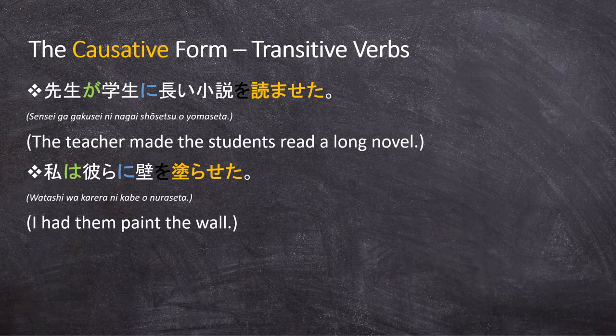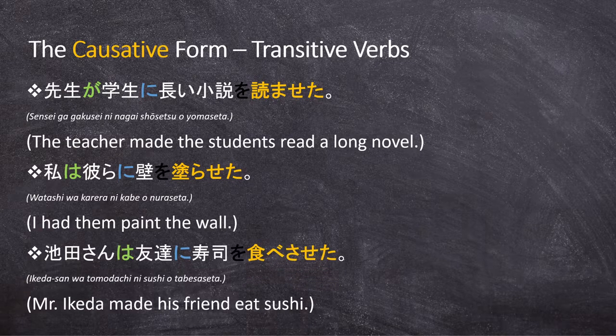Now, our second example is even more direct. 私は彼らに壁を塗らせた. I had them paint the wall. As you can see here, once again, the particle play is pretty much clear. Wa marks the agent, ni marks the person here made to do something, and o marks the object.